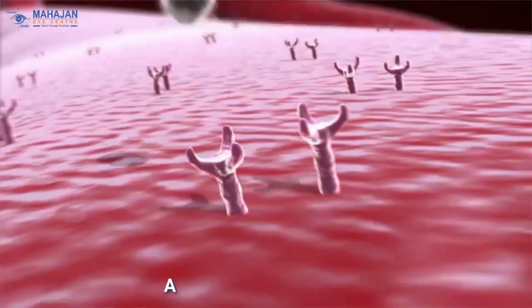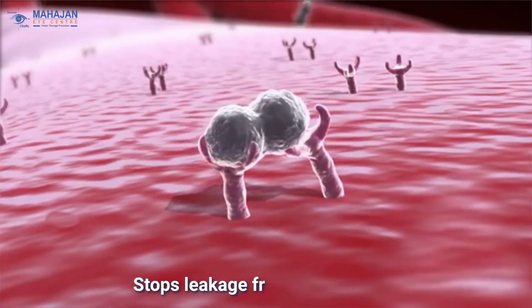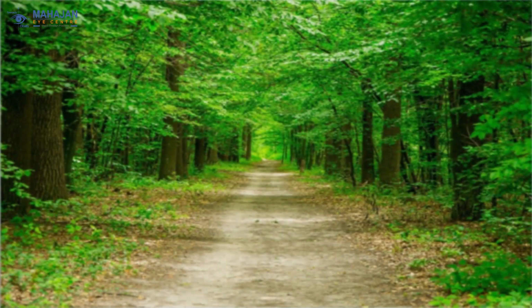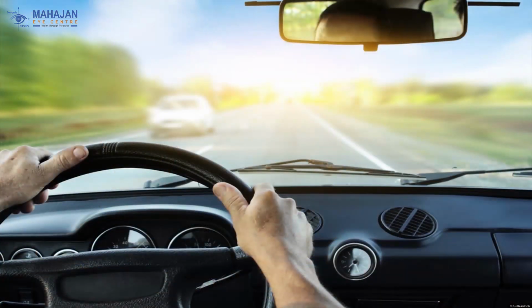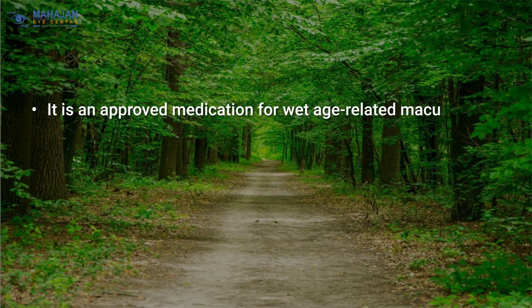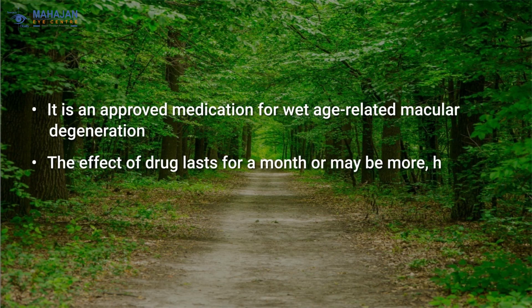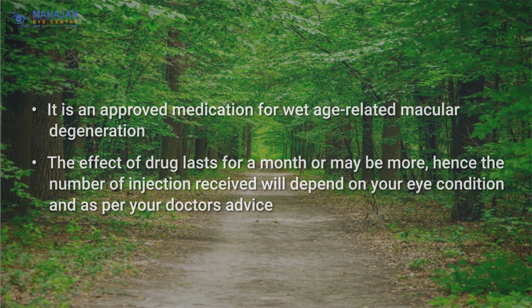On injecting, the anti-VEGF binds to VEGF and stops leakage from blood vessels and improves visual quality like color, brightness, and sharpness. It also improves day-to-day activities such as reading, watching, and driving. It is an approved medication for wet age-related macular degeneration. The effect of the drug lasts for a month or maybe more. Hence, the number of injections received will depend on your eye condition and your doctor's advice.